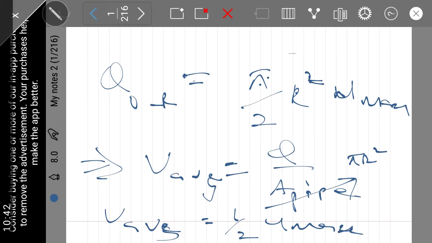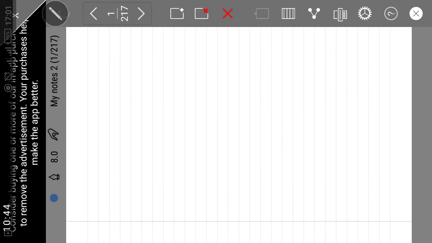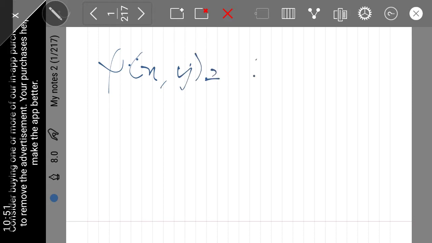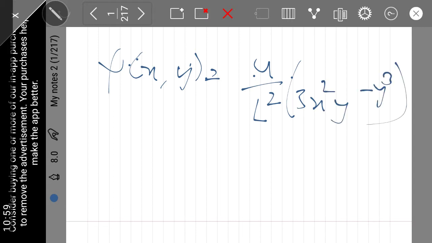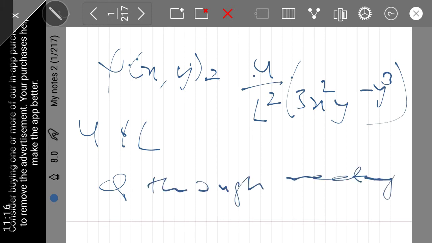Next, question number 4. An incompressible stream function is defined by psi of x comma y equal to u over L squared times 3x squared y minus y cubed, where u and L are positive constants. Find the volume flow Q passing through the rectangle surface.